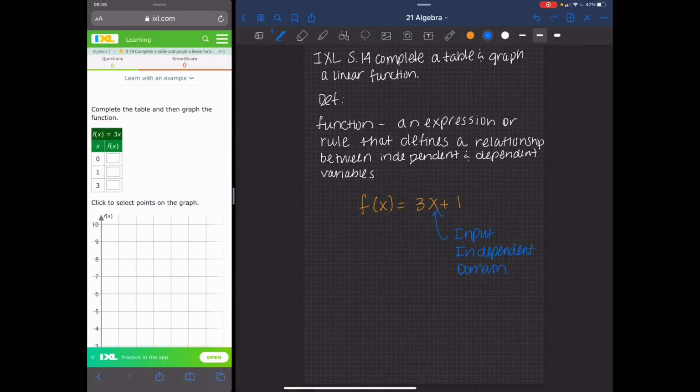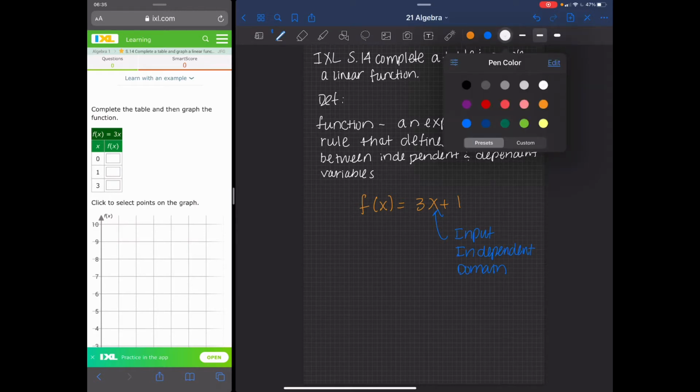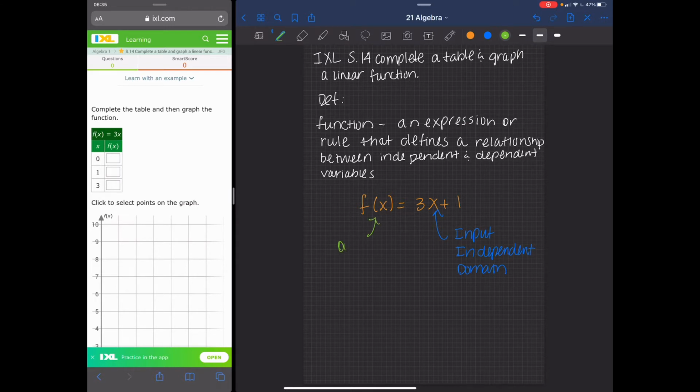You should also know that the f of x is the output, the dependent, and the range. Now, the f of x is very specific. The f of x is also equivalent to y. Okay, and then the operation is like the rule.